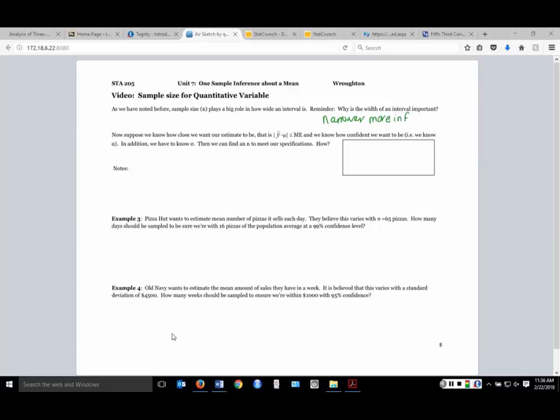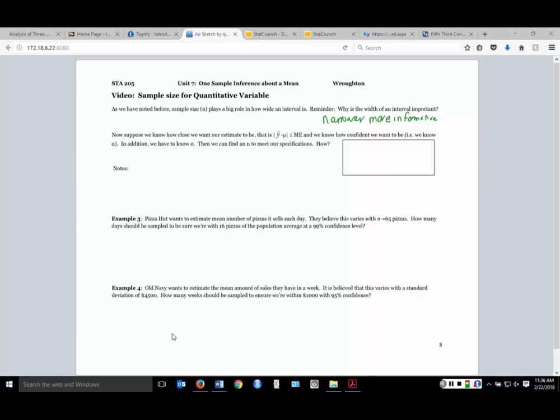So then maybe a question is, why don't we always just take a really large sample? Well, of course, getting data is easier in some cases than in others. We don't want to take way too big of a sample size, because it costs a lot of money and possibly takes a lot of time. So we're going to talk about what we need to know in order to estimate sample size.